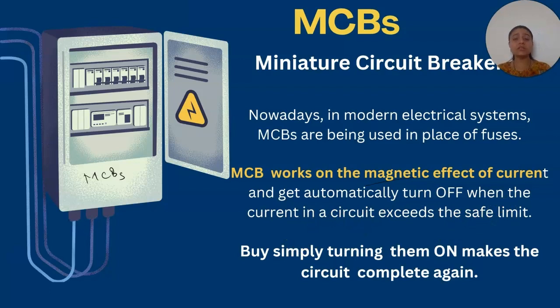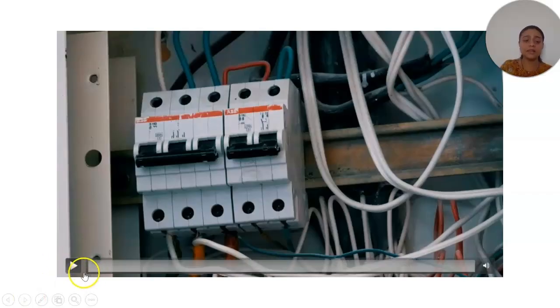The electric fuse gets fused first and then we have to replace it in order to make the circuit work again, right? But an MCB can automatically turn off whenever the current exceeds the safe limit. By simply turning it on, the circuit is completed again. Do you know how we can turn these MCBs on?